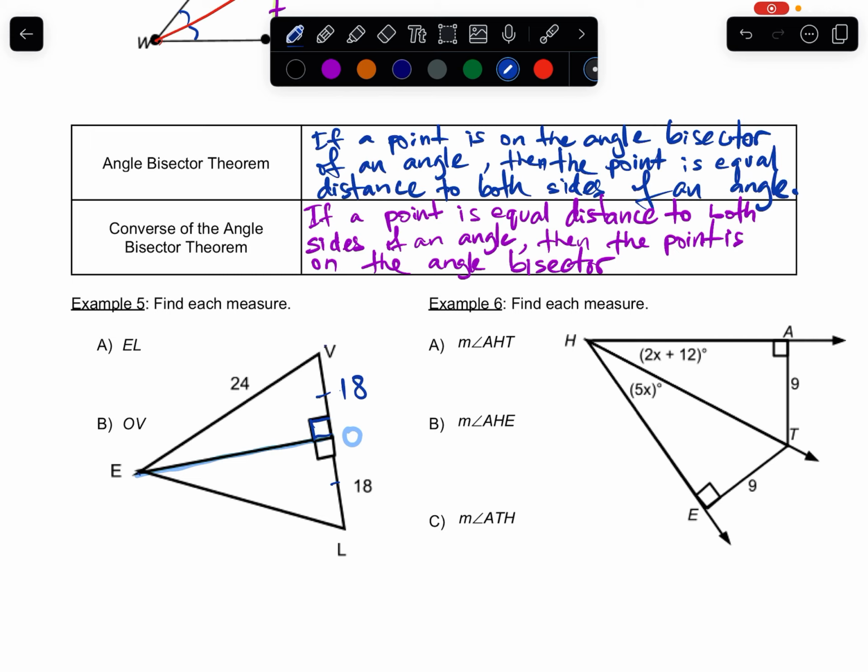And if one side is 24, the distance from E to V from the point on your angle bisector to V right here is 24, then this also has to be 24. So EL equals 24.